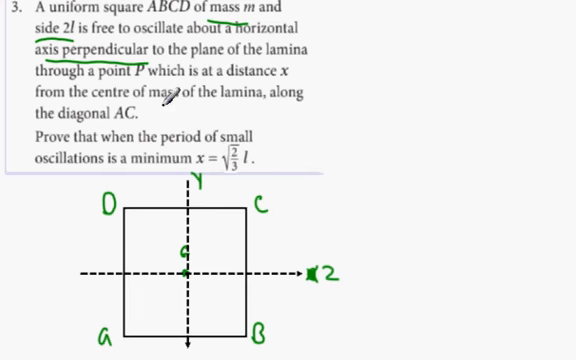Along the diagonal, it rotates through point P, and P is located a distance x from the center of mass along the diagonal AC. That doesn't necessarily mean that P is actually in the corner, does it? Nothing in the language says it's in the corner, isn't that right? All we know is if we join a diagonal from A to C, like so, P is located somewhere on that line.